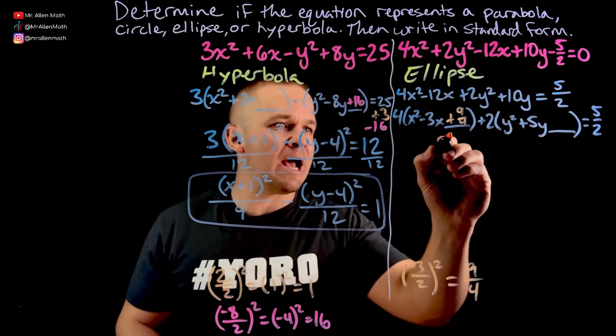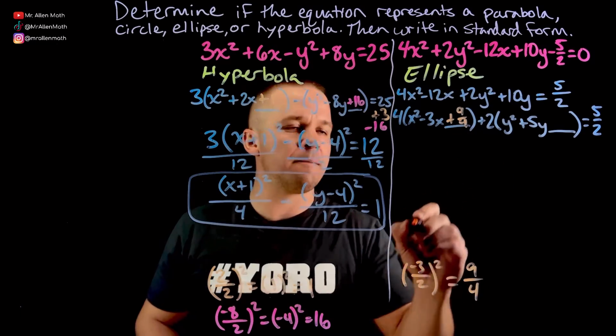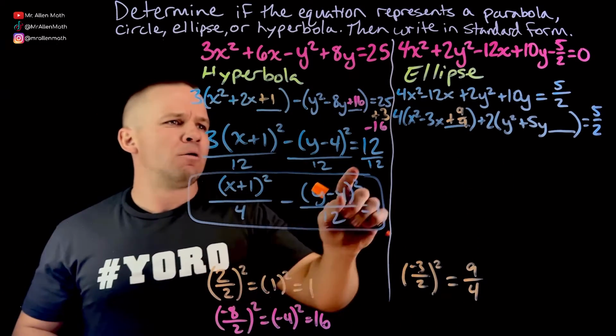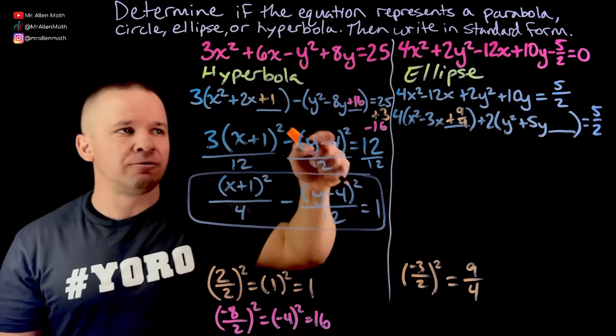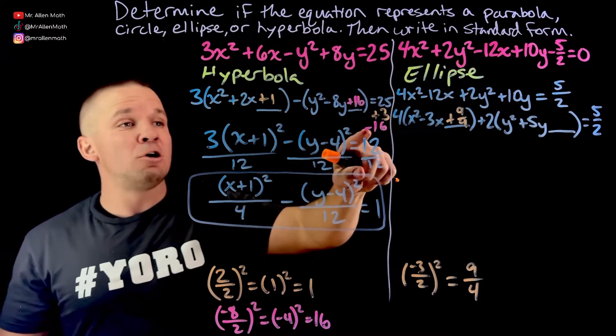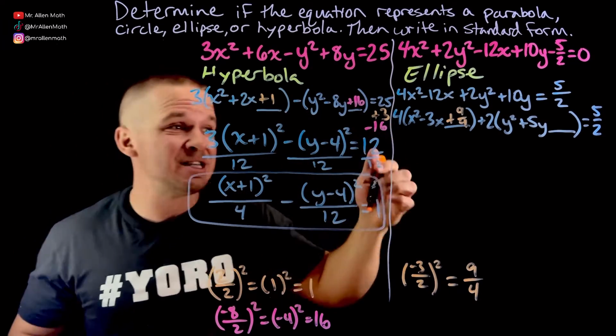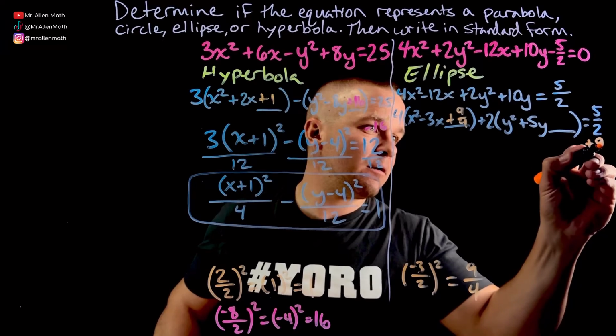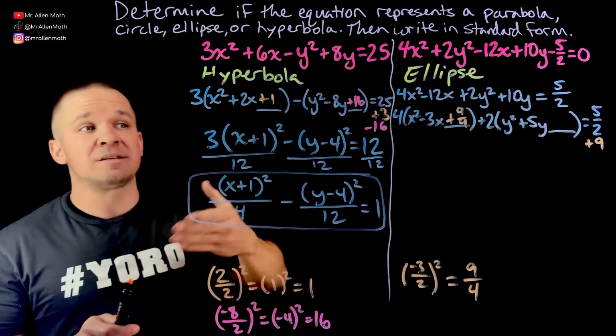But what did I really add here? What did I really add on that side? Well, 4 times 9 over 4 is what I really added. So what's 4 times 9 over 4? That's just 9. So I'm going to add 9 on my right-hand side as well to balance things out, right?